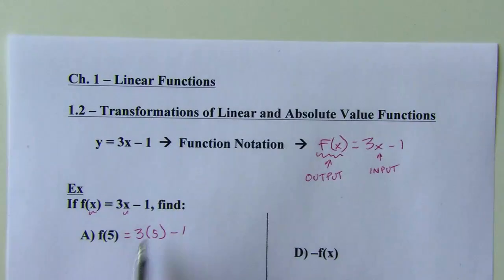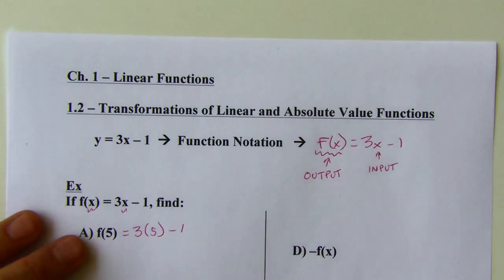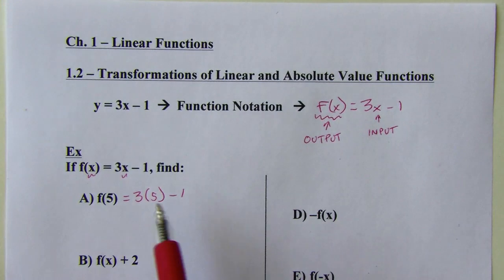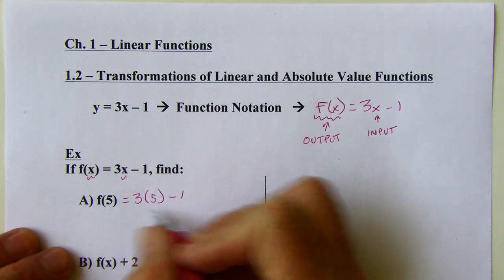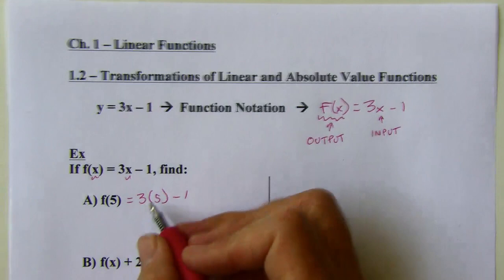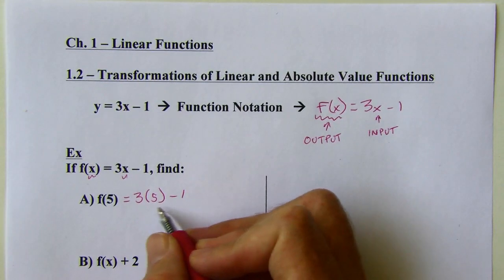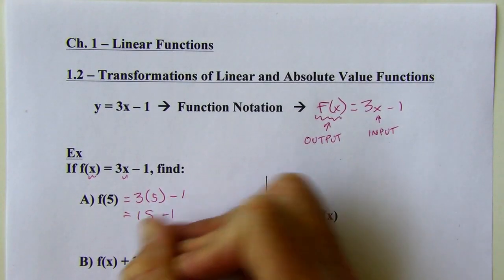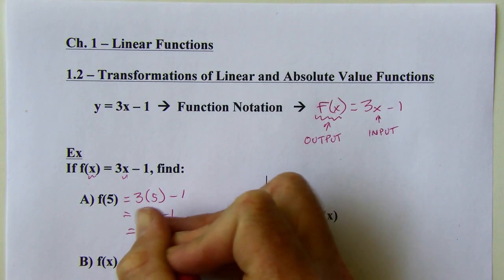And when I substituted that in, I used parentheses. That's a good habit to get into. It doesn't really matter that much on this problem, but when they get more complicated, it does. Then I'm just going to simplify this using PEMDAS. Order of operations tells me that I should do multiplication before subtraction. So I've got 15 minus 1, and that's going to put me at 14.